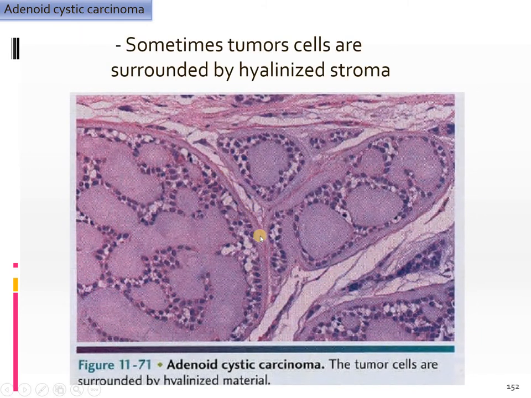Sometimes the tumor is surrounded by a very nice hyalinized stroma. This is because of the inductive effect. These cells are able to stimulate the connective tissue to deposit fibrous stroma. It is mainly an activity of the myoepithelial cells that are surrounding these islands.